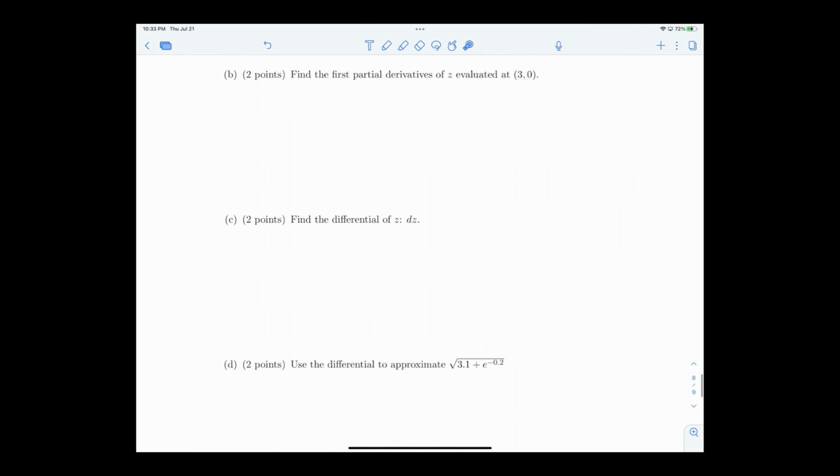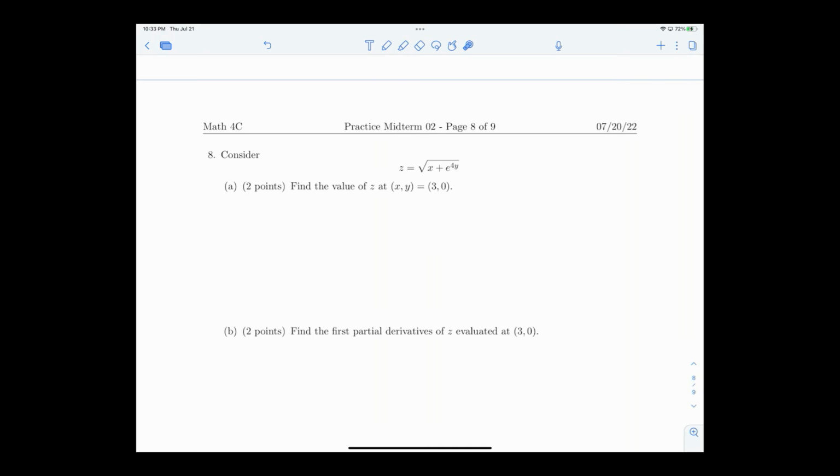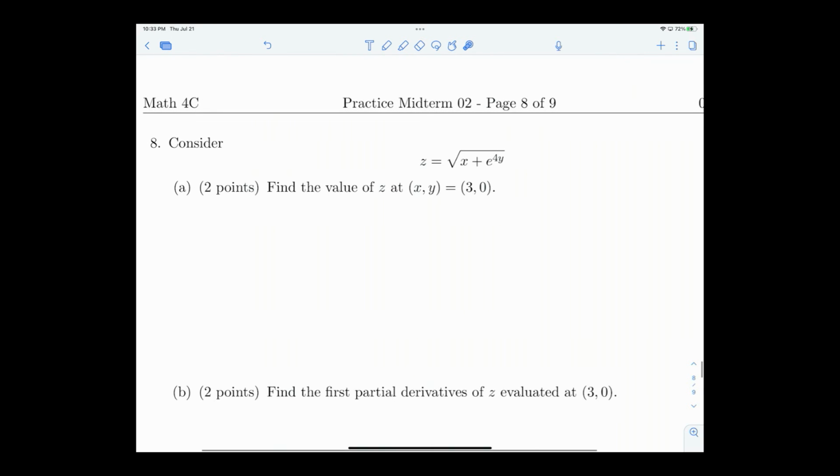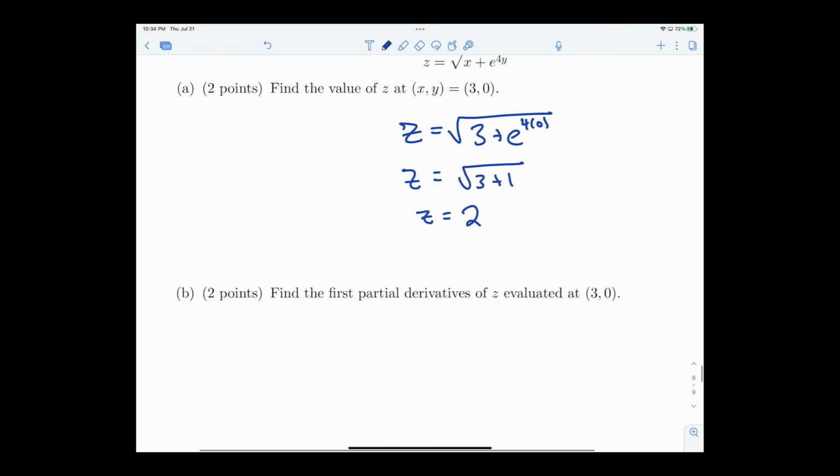What is this? Differential. Okay, so this should be pretty straightforward. Find the value of z at x, y equals 3, 0. That doesn't seem hard. z equals square root. We put in a 3 for x, we put in a 0 for y, and we have z equals 3 plus, well, it's just going to be 1. So we have z equals 2. All right, done.